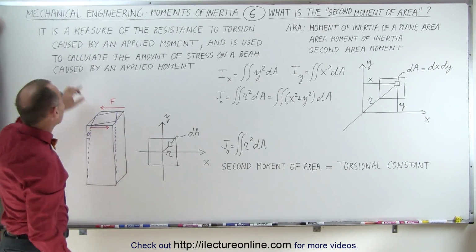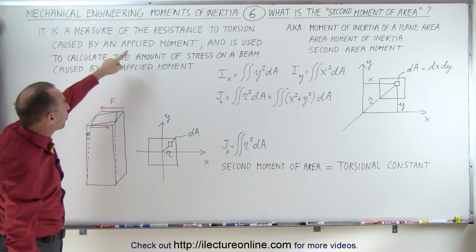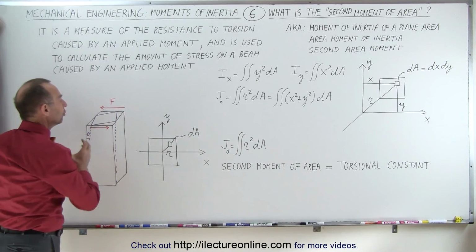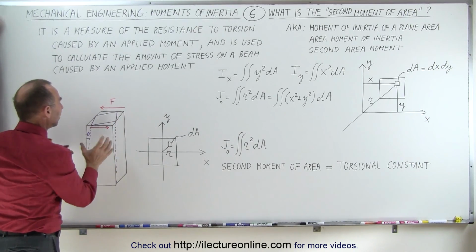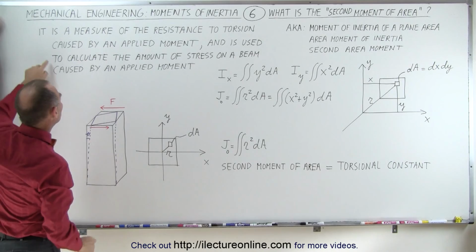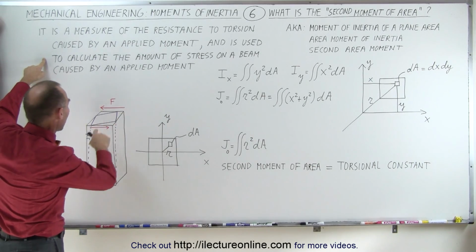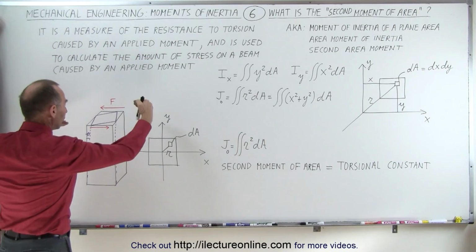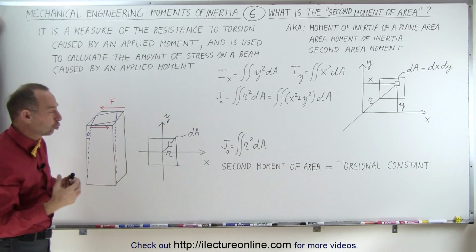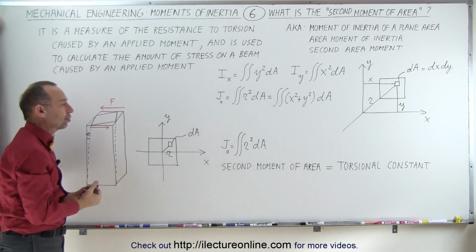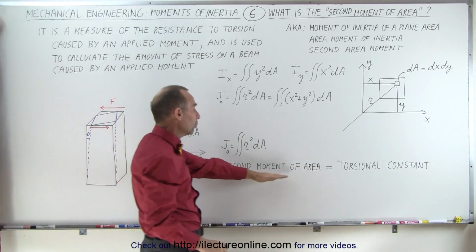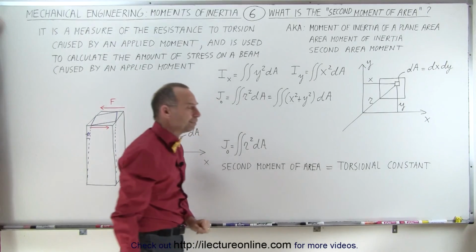The definition of it is as follows. It is a measure of the resistance to torsion caused by an applied moment. So when we try to apply a moment to an object like this, it is the resistance to the torsion, to the change of the shape of that object. And it is used to calculate the amount of stress on a beam caused by an applied moment. So here we have an applied moment. We can see that the beam is trying to get twisted around. That's called torsion. And it's the resistance to that torsion that is a measure of that second moment of area. So in this case, we can call the second moment of area the torsional constant.